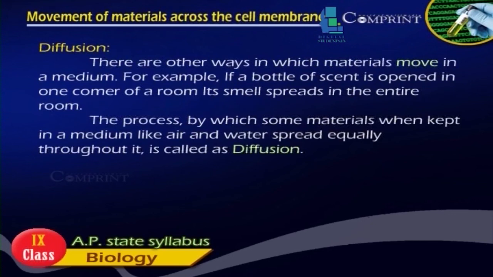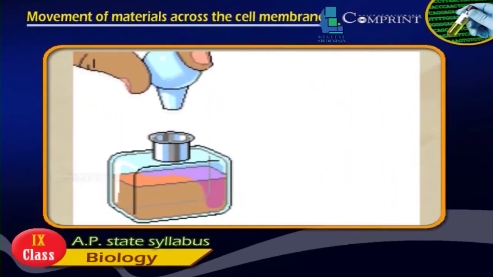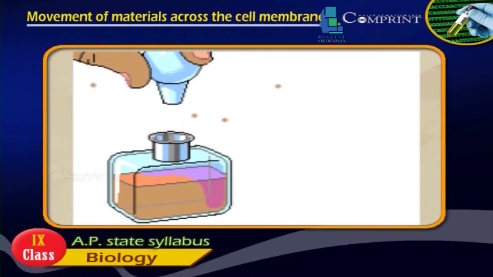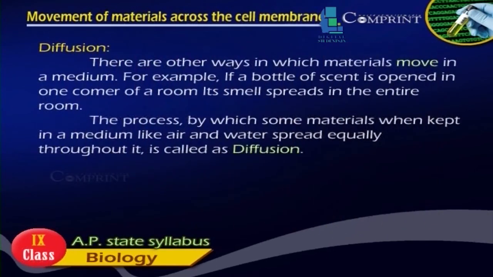Diffusion. There are other ways in which materials move in a medium. For example, if a bottle of scent is opened in one corner of a room, its smell spreads in the entire room. The process by which some materials, when kept in a medium like air and water, spread equally throughout it is called diffusion.